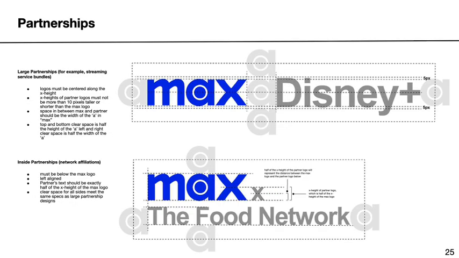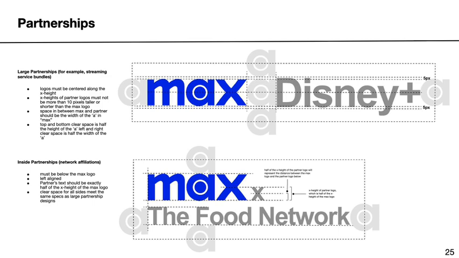For the partnerships, for large partnerships, such as maybe a Disney Plus or a Hulu bundle, logos must be centered along the X height. X heights of the partner logos must not be more than 10 pixels taller or shorter than the Max logo. Space in between the Max and the partner logo should be the width of the A and the Max, and the top and bottom clear space is half of the height of the A, and left and right of the clear space is half of the width of the A.